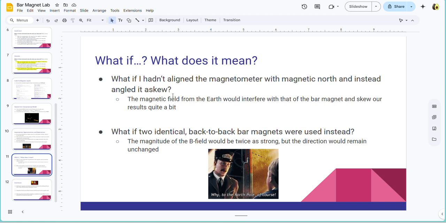And what if I hadn't aligned this with the North Pole, but instead lined it up a bit askew? That would cause the field from the Earth to interfere with the measurement of the bar magnet's B field and skew our data quite a bit. And what if two identical back-to-back bar magnets were used instead to cause the B field? In that case, we have a doubled magnitude of the B field, but the same direction, because they're both in the same alignment and have the same dipole moment at that axis.